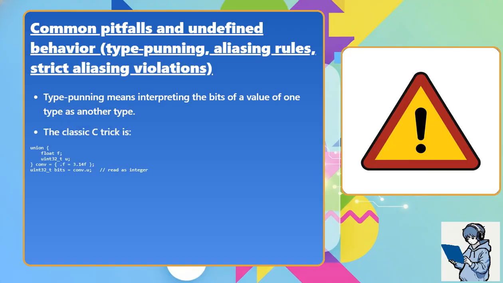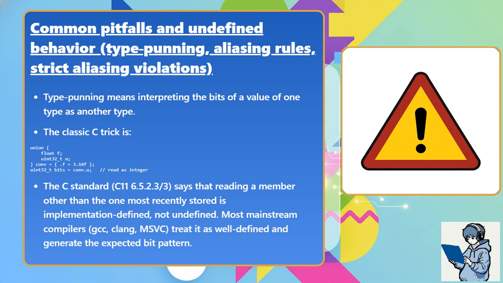The classic C trick is a union with a float member f and a uint32_t member u, initialized with f set to 3.14f. Then bits are obtained by reading the u member. The C standard says that reading a member other than the one most recently stored is implementation defined, not undefined. Most mainstream compilers such as GCC, Clang, and MSVC treat it as well-defined and generate the expected bit pattern.